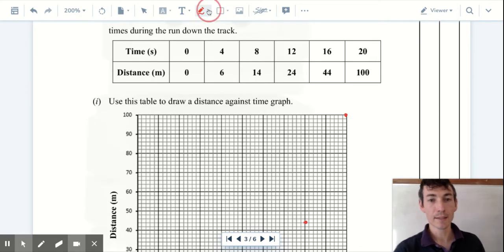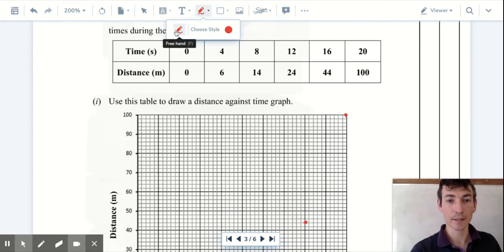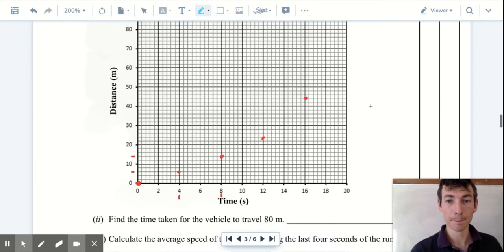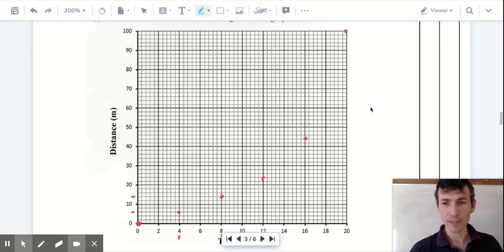Next thing we need to do is connect our dots. So we want to connect our dots using a nice smooth line if possible. We'll bring our thickness down to 1. Now this is not super easy to do on a computer, but it'd be much easier for you to do on your graph paper.